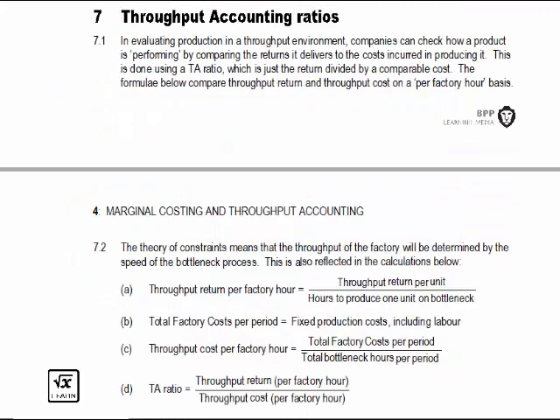One of the important principles of throughput accounting is really quite a straightforward one. We can look to see how a product is performing by comparing the returns it delivers to the costs incurred in producing it. Now, clearly, we need the returns to be greater than the costs, and we can measure that by something called a throughput accounting ratio, or a TA ratio. All the TA ratio is, is the return divided by a comparable cost. Now, to do this, we've got a number of formulae to help us. So let's have a look at these next.